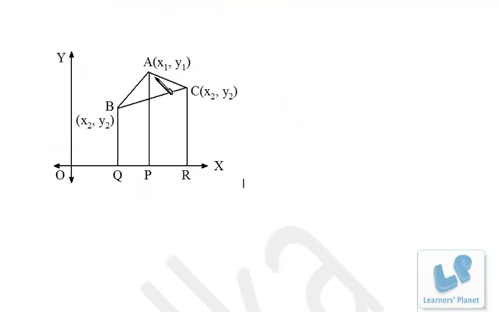Now friends, let's find out the area of the triangle when the coordinates of the three vertices are given. We have the triangle ABC. The coordinates of A are x1, y1, coordinates of B are x2, y2, and coordinates of C are x3, y3. Now we have to find out the area of triangle ABC.